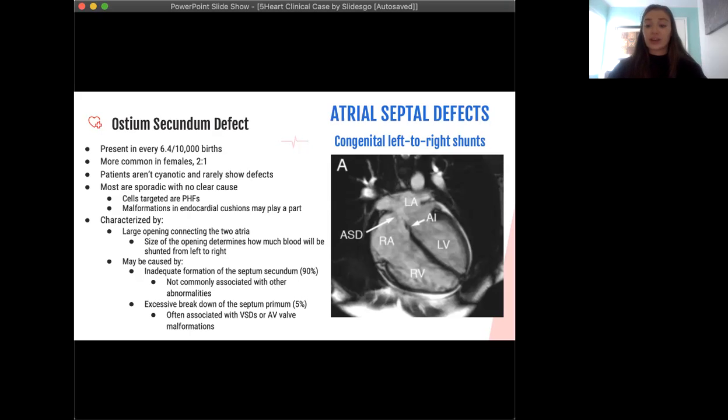This is more severe and often associated with ventricular septal defects or AV valve malformations. And that's what this picture is showing here. You can just see the hole, and that connects the left atrium to the right atrium, which is obviously not normal.